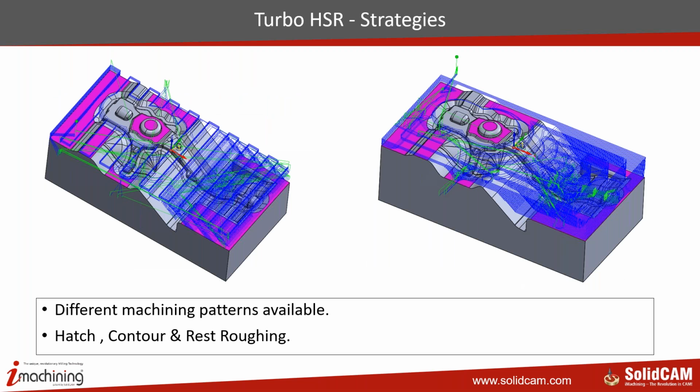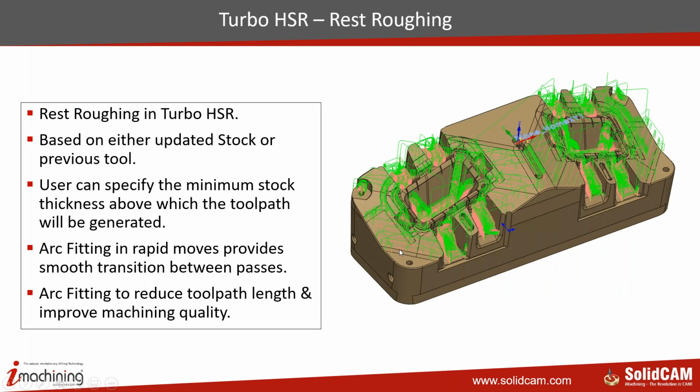Different strategies are available. You can use hatch, you can use contour roughing, which is the offset strategy, and a very powerful rest roughing strategy. The rest roughing is based on either updated stock or previous tool, or a combination of updated stock and previous tool. The user can specify what is the minimum amount of stock it needs to detect to generate a rest roughing toolpath. Below that, those areas will not be touched by SolidCAM.